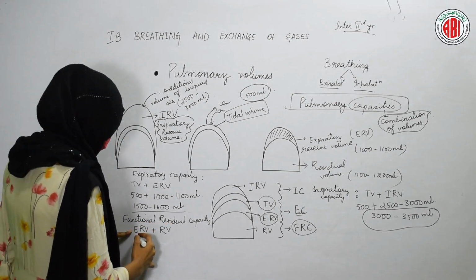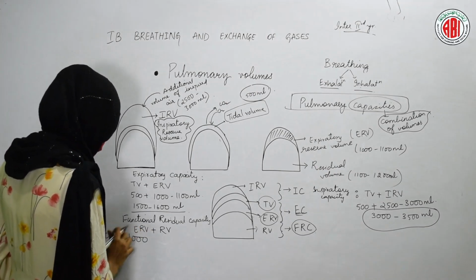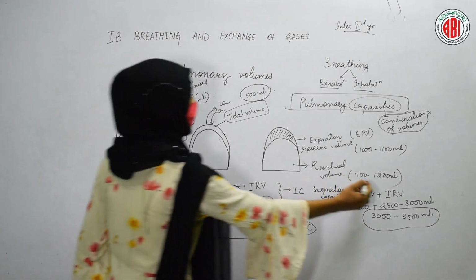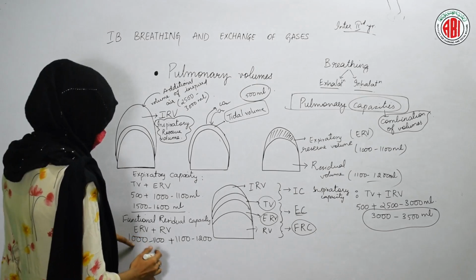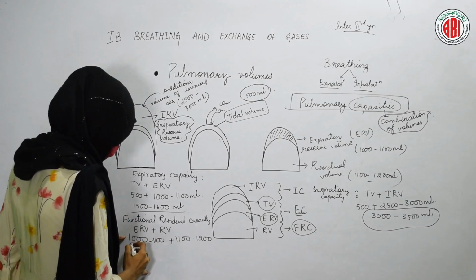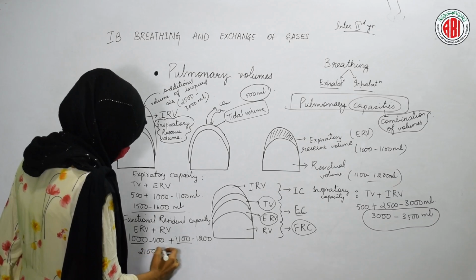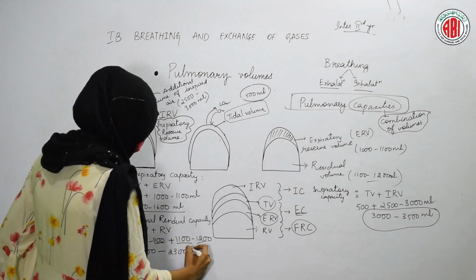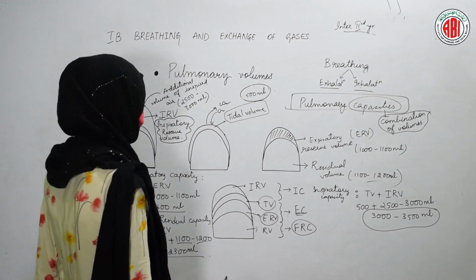Now the last capacity is functional residual capacity, which shows the combination of ERV and RV, expiratory reserve volume plus residual volume. Expiratory reserve volume is given as 1000 to 1100 plus RV is given as 1100 to 1200. So if we add this up, then it will be 1000 plus 1100, 2100, to 1100 plus 1200, 2300 ml. This is the functional residual capacity, FRC, of a lung.